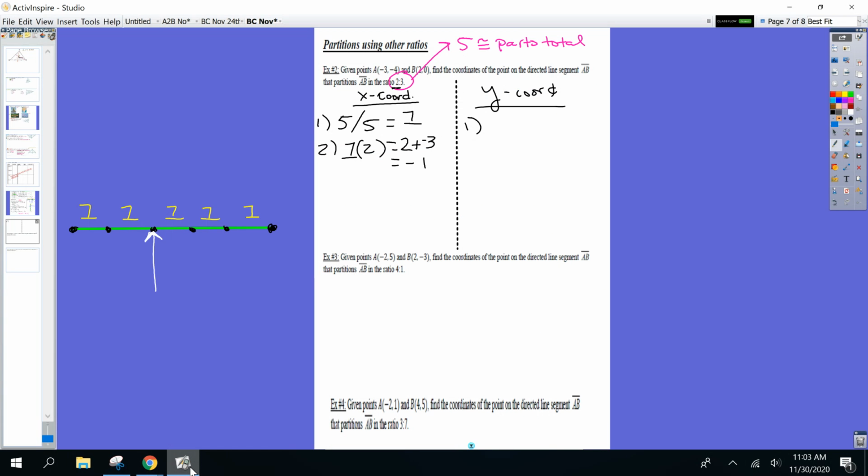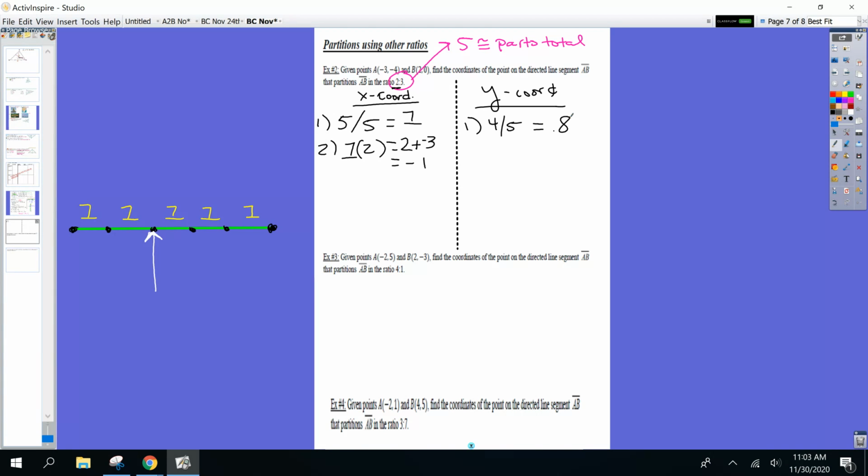Luke, on fire, let's roll. What's the distance between the y coordinates, Luke? 4, right? And I got to cut that up into 5 equal pieces. So each piece will have a length of, you guys go to your calculator, 0.8 units.